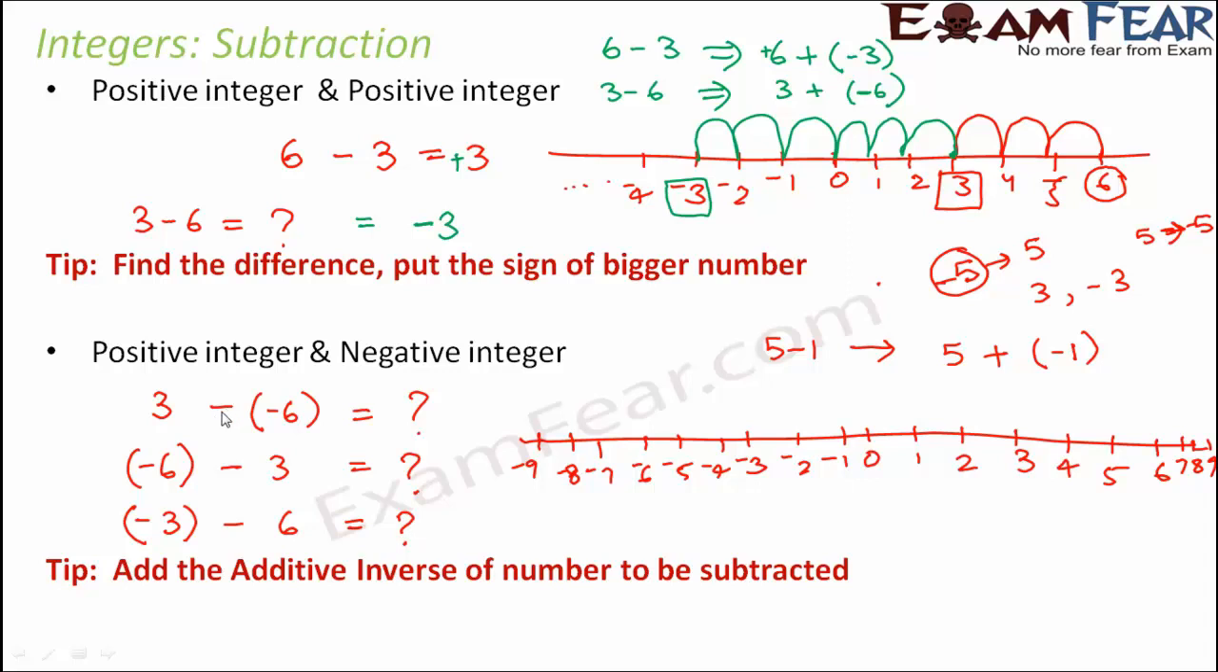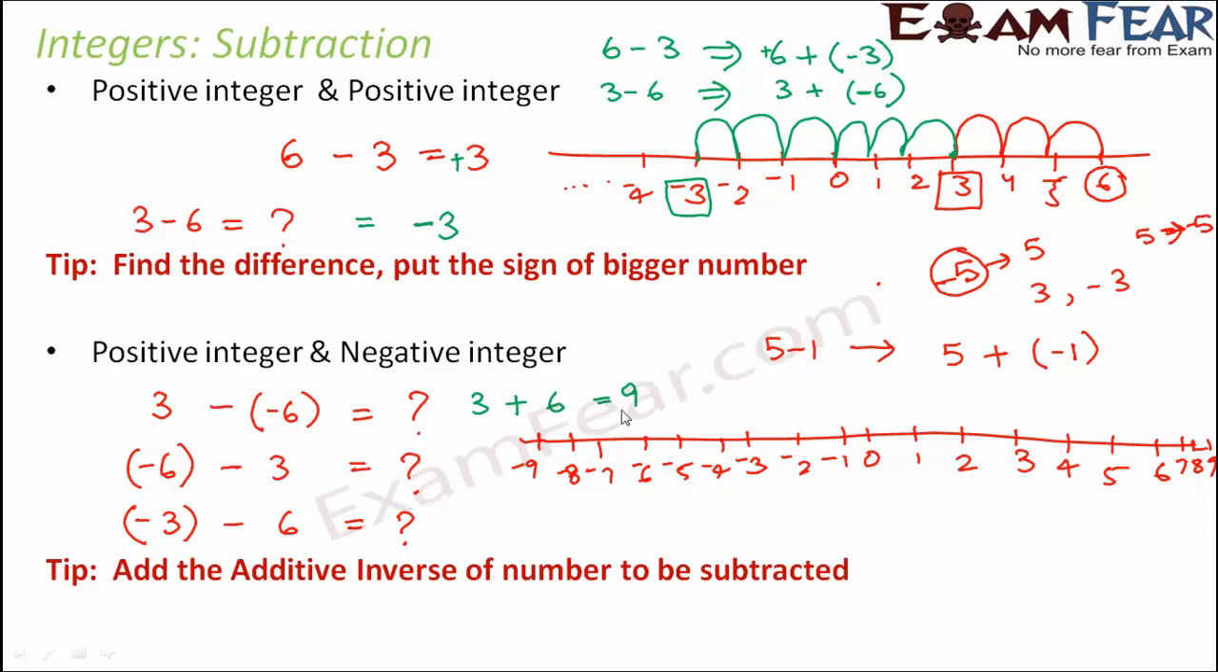Right? Now in this case, the first scenario, let us consider 3 minus minus 6. Now subtracting minus 6 from 3 would be the same as adding the additive inverse of minus 6. What would be the additive inverse of minus 6? It would be 6. So 3 minus minus 6 would be equal to 3 plus 6, which is equal to 9. So this is the tip using which we can very quickly subtract a positive integer and a negative integer.